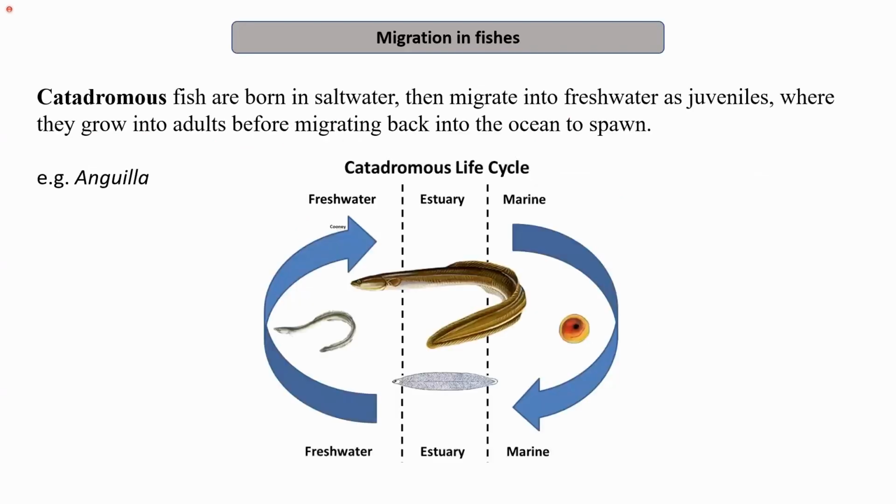A very important thing is migration in fishes. Fish have to migrate in order to give birth to the young ones. Based on whether they are migrating from salt water to fresh water or from fresh water to salt water, there are two types of migration. The first one is catadromous migration. Catadromous fish are born in salt water. Then they migrate into the fresh water as juveniles, where they grow into adults before migrating back into the ocean to spawn.